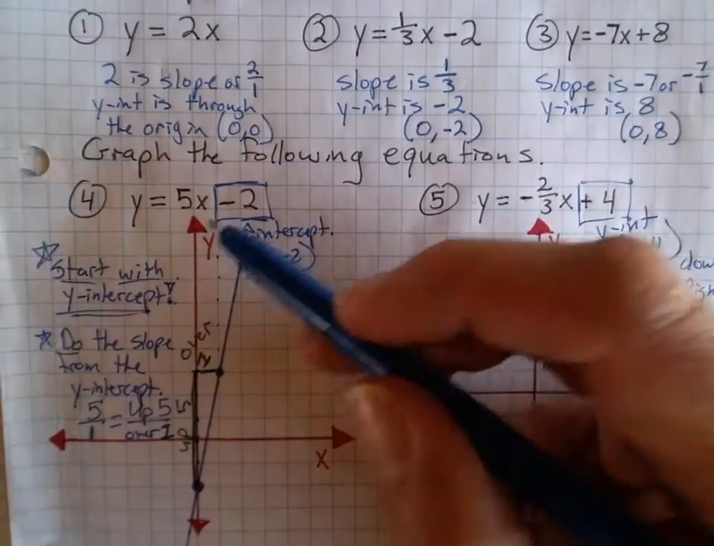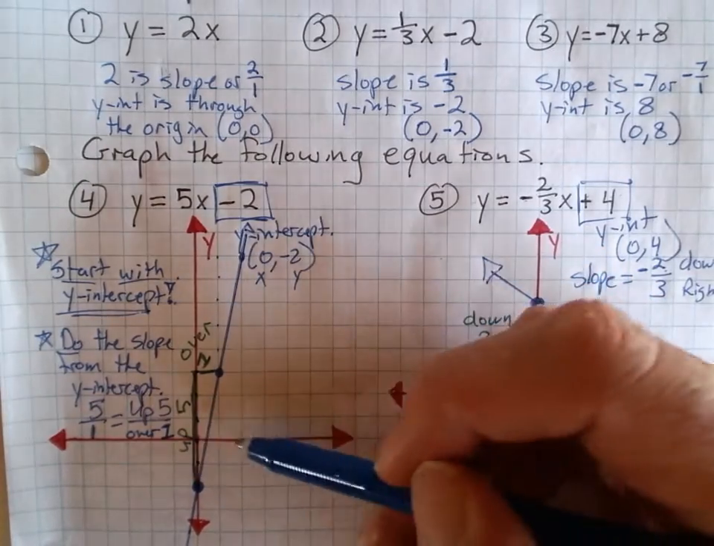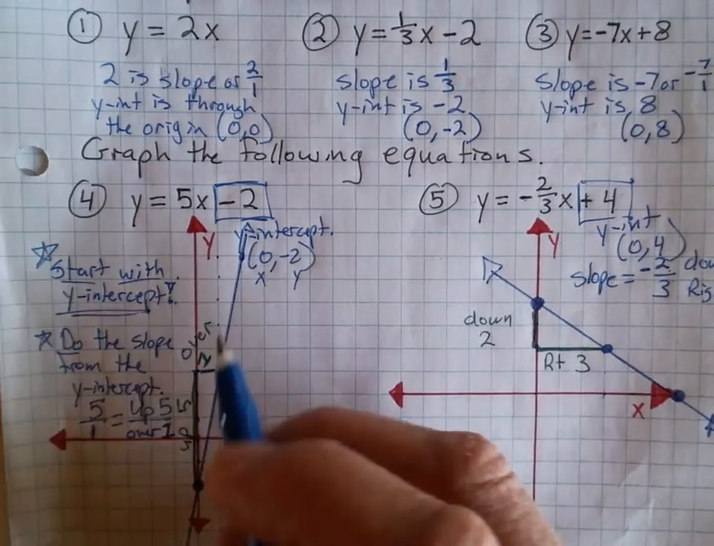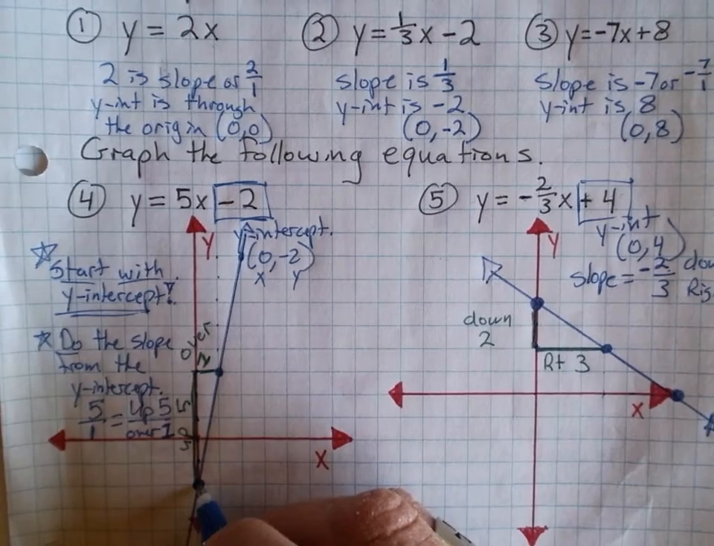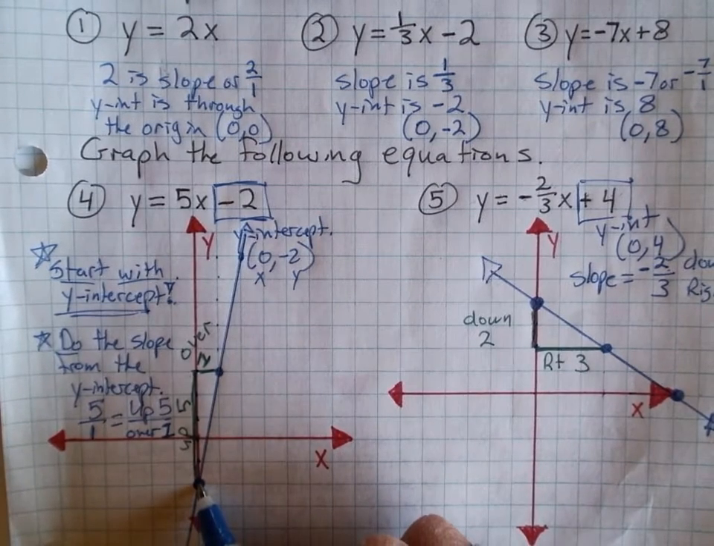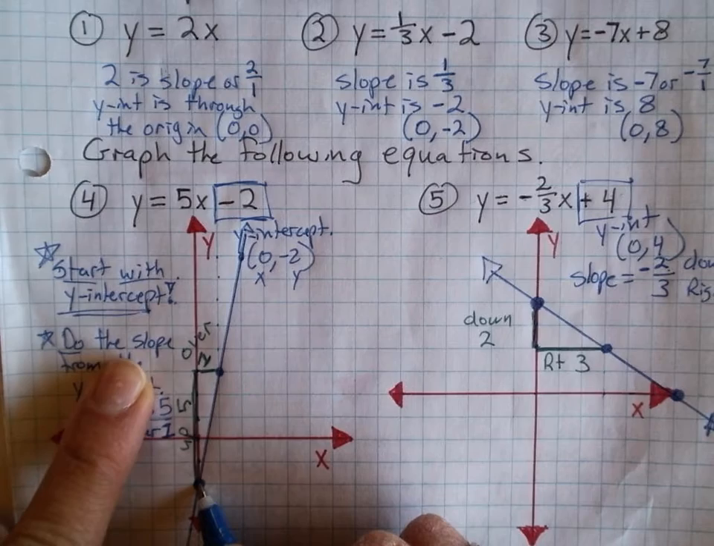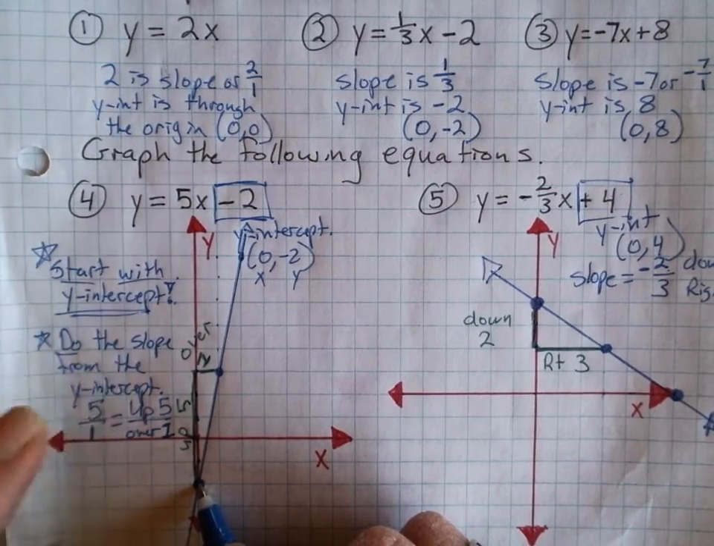So I come over to my graph, okay? Here's the origin. When x is 0, y is -2, and I put a point right there. Boom. Okay? Now, do the slope. Do the slope. So it's an action. Do the slope from the y-intercept, right?